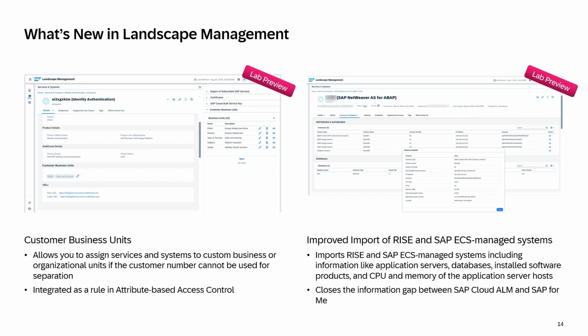We want to separate the visibility for the users, but if we do this with the customer number, it's really a lot of effort to do it one by one. So we are currently working on a concept where you can define your business units, assign systems to these business units, and then use these business units in the access control. So basically you say, this user belongs to the finance department, so they can only see the systems which belong to the finance department business unit.